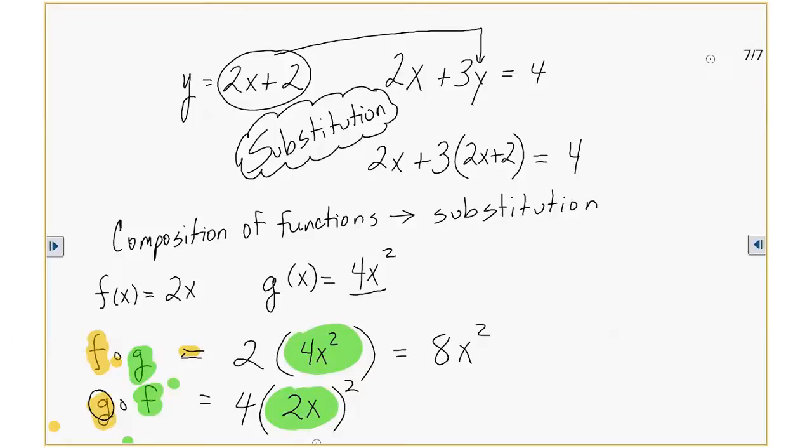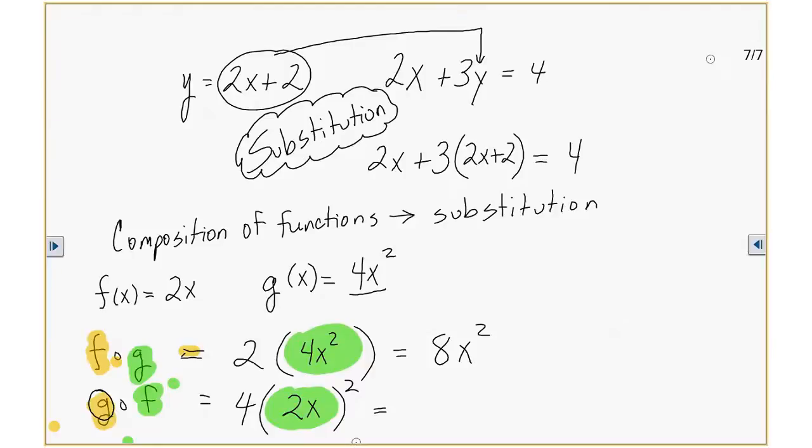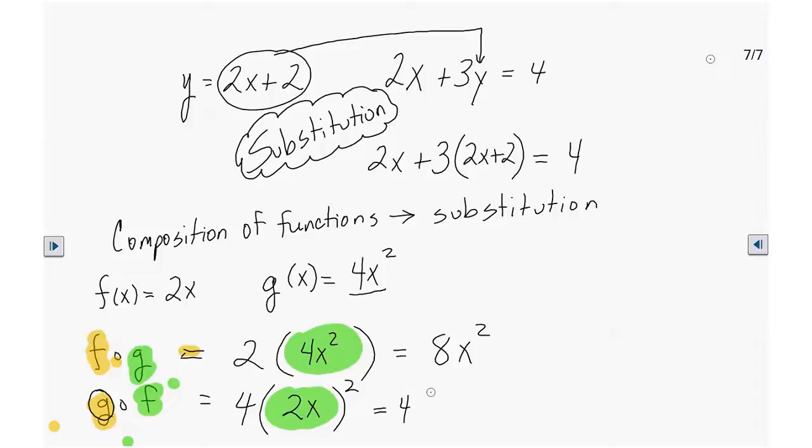G written with a big set of parentheses, or f written with a big set. Whatever's first is written with a big set of parentheses, and then whatever is right here goes in. So what would that be? 8x squared. Well, it's not going to be 8x squared. Why? It's going to be 4 times 4x squared, which is what?